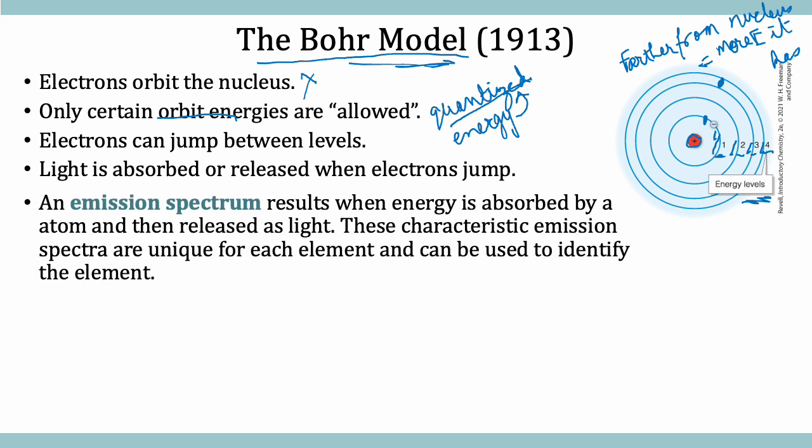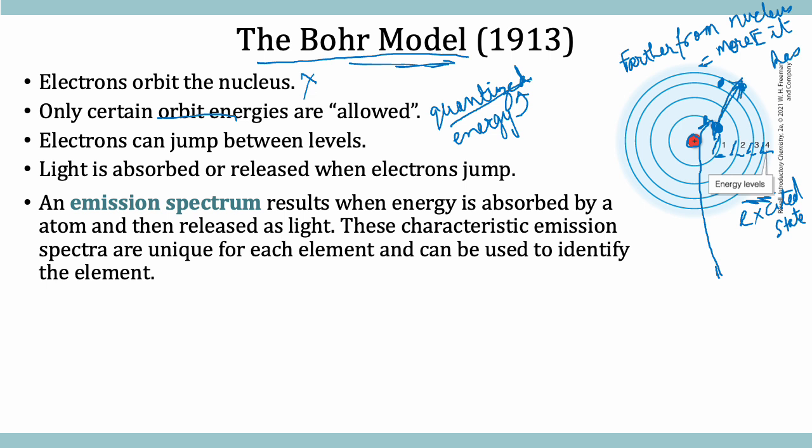Light is absorbed or released when the electrons jump. So what does that mean? If I shine a lot of light on this atom, what will happen? The electron that is present here will gain all that extra energy, and because the electron has more energy, it is going to jump out of its shell and go to a higher energy level. Not necessarily 4, it can jump to any higher energy level. That is called the excited state of the atom. So when the atom absorbs energy, the electron jumps from a lower energy level to a higher energy level.